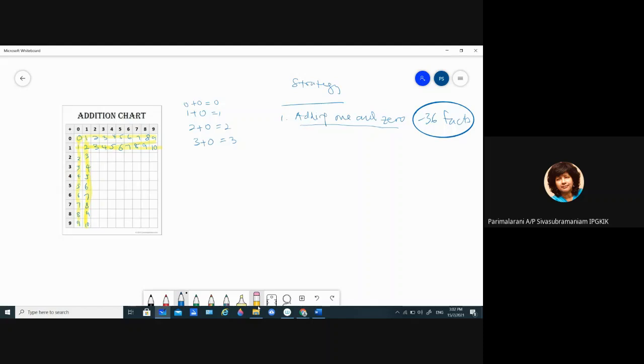And the next strategy is count on. This is a very useful strategy. We use this strategy when you have one addend. You have 2 addends for addition. When the second addend is either 1 or 2 or 3, or even 0, we can add. When the numbers are 1, 2, 3, and 0, we can use this count on strategy.